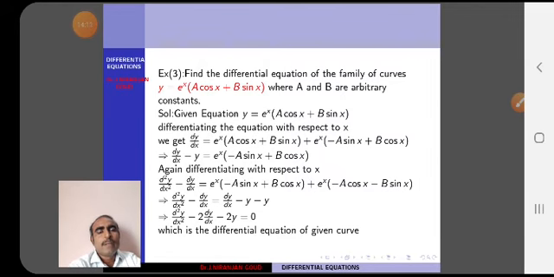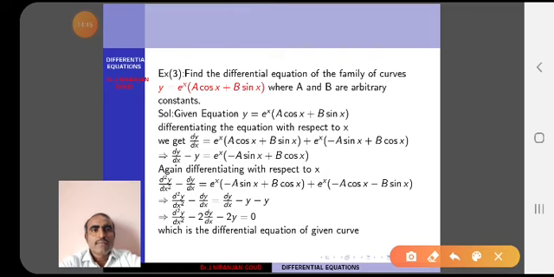plus the derivative of e^x, which is e^x. So (a cos x + b sin x) into e^x, plus e^x into the derivative of (a cos x + b sin x). That is, the derivative of cos x is -sin x, so e^x into (-a sin x + b into the derivative of sin x, which is cos x). So the equation is dy/dx = e^x (a cos x + b sin x) + e^x (-a sin x + b cos x).